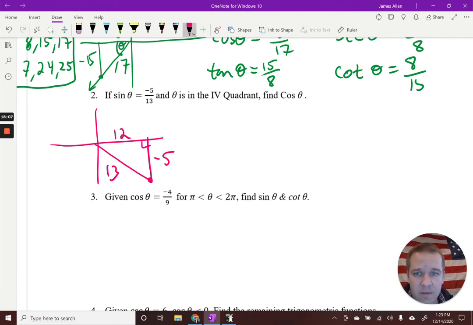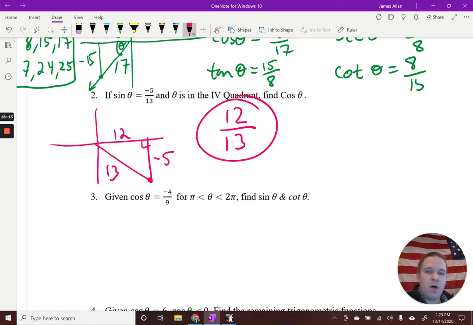Well, cosine is going to be adjacent over hypotenuse, 12 over 13. And it does check out. Cosine is positive in the fourth quadrant, if I do remember correctly. ASTC. So the C is our cosine that's positive, right? All right.